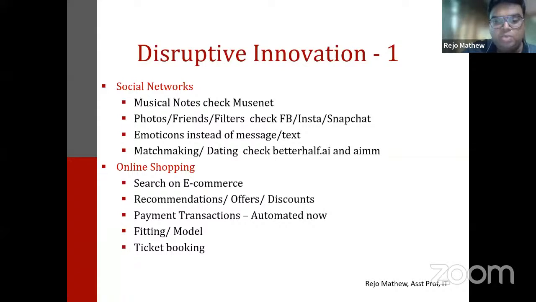especially social media networks. Then with respect to online shopping, we know about so much of shopping that we do, be it a small item or a larger item. So the search has become very, very easy.